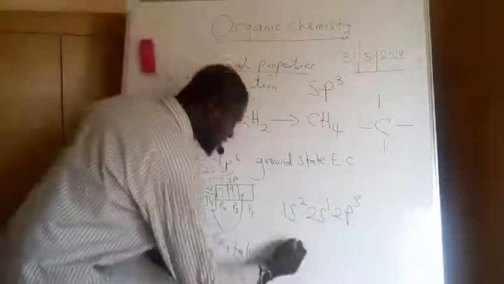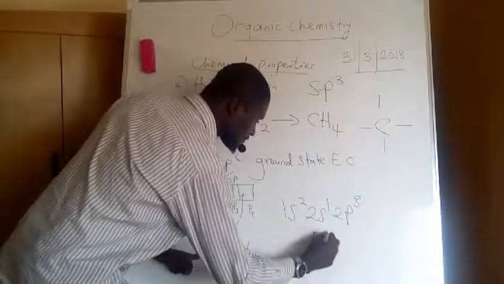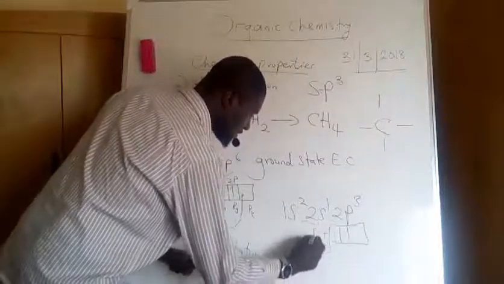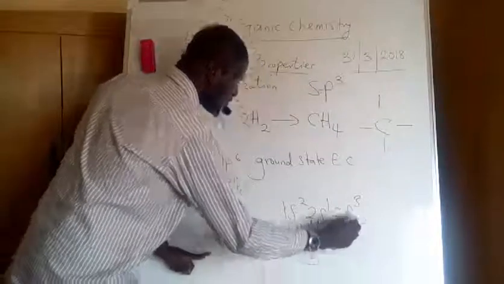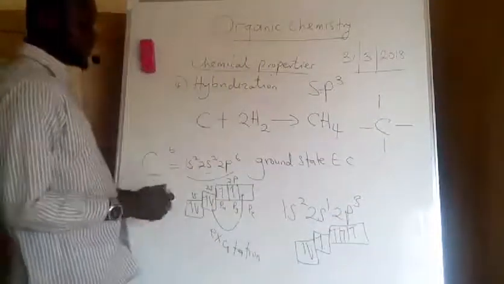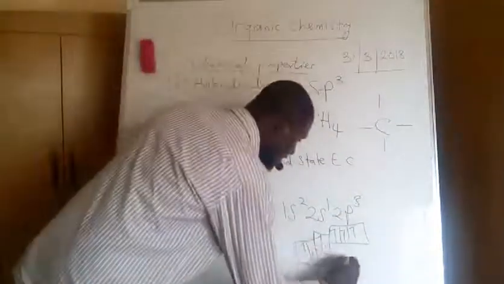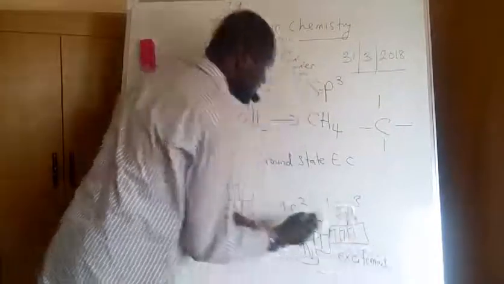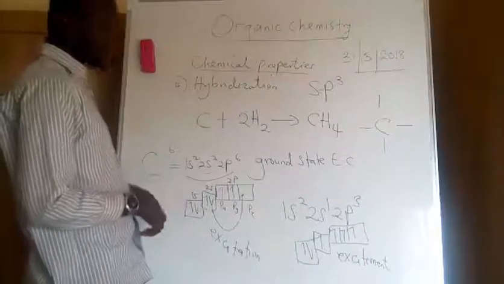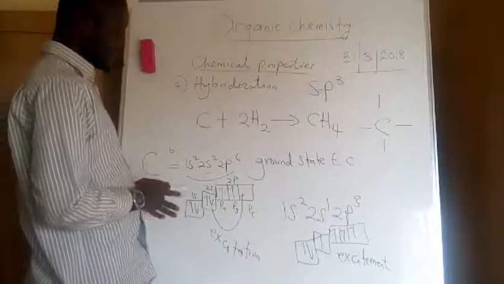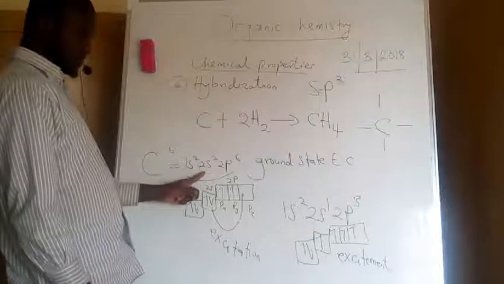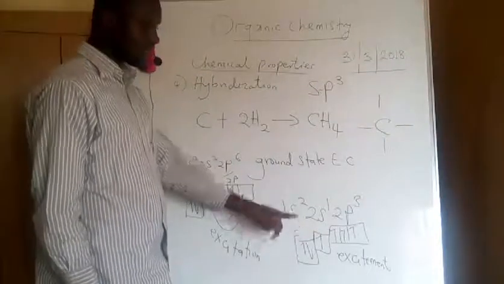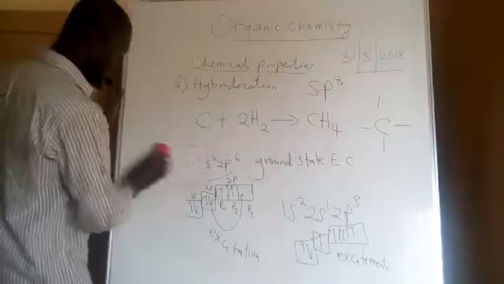So the new magnetic representation becomes something like this. I have 2 electrons here. This is 1, 1, 1, 1. So now this one is called the excited state electronic configuration. Okay, now we say carbon cannot undergo bonding in the ground state, but it can undergo bonding in this state. So let's see how the bonding takes place there.